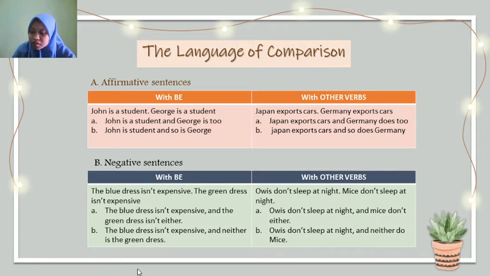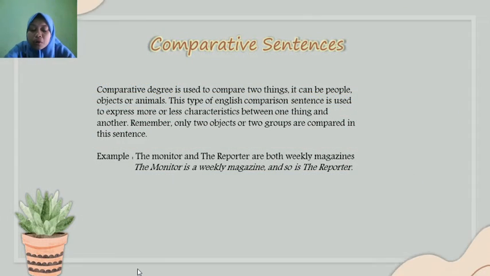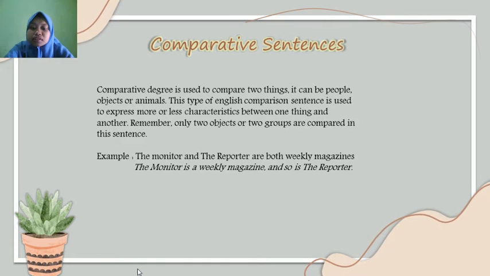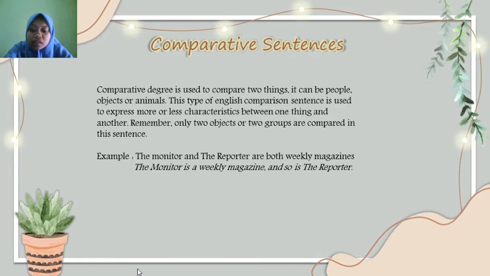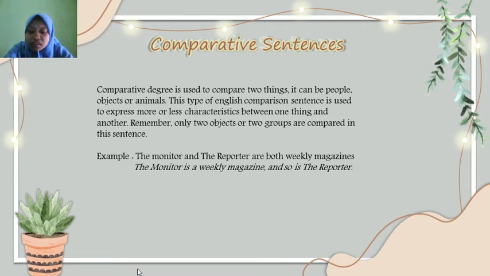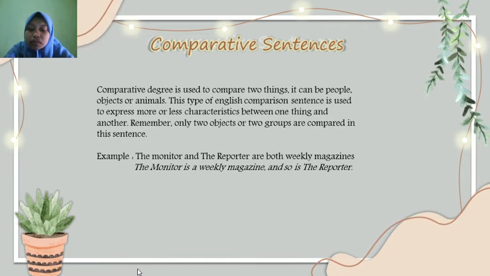The next material: comparative sentences. Comparative degree is used to compare two things. It can be people, objects, or animals. This type of English comparison sentence is used to express a more or less characteristic between one thing and another. Remember, only two objects or two groups are compared in these sentences. The example: the Monitor and the Reporter are both weekly magazines, because the Monitor is a weekly magazine and so is the Reporter.